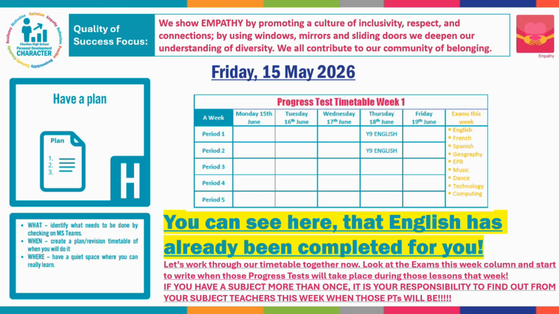Okay, so you know English is going to be during Thursday period 1 and 2. Let's look at French. So you've got to think, when do I have French that week? And write French in those slots. If that's more than once, write it in both slots. If it's once, write it in that slot, and that is exactly when your progress test will take place.